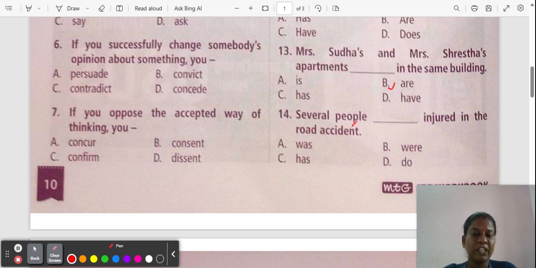Then question number 14. Several people dash injured in the road accident. It is a past tense as well as it is a plural form. So here option A was, option B were, option C has, option D do. So several people were injured in the road accident. Option B were is the correct answer.